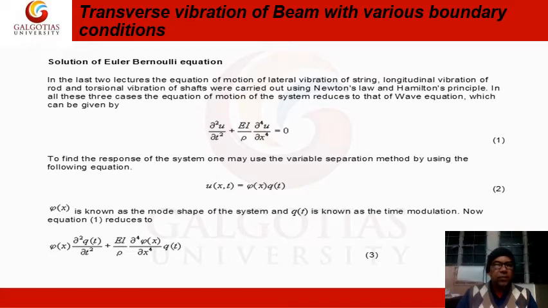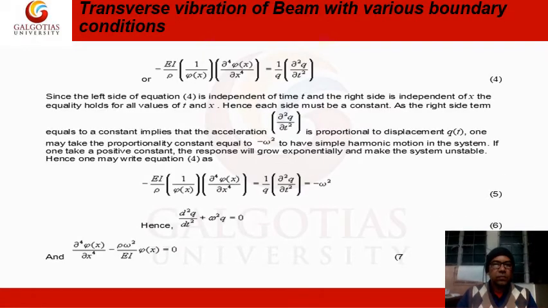MATLAB. To find the response of that system, when we use the variable separation method, we use the following equation, where phi(x) is known as the mode shape of the system and q(t) is known as the time modulation. Now equation 1 will be reduced to this form, which is the modified form of the previous equation. Now you can see how these equations will behave, and to understand that, you have to go to the solution of it.